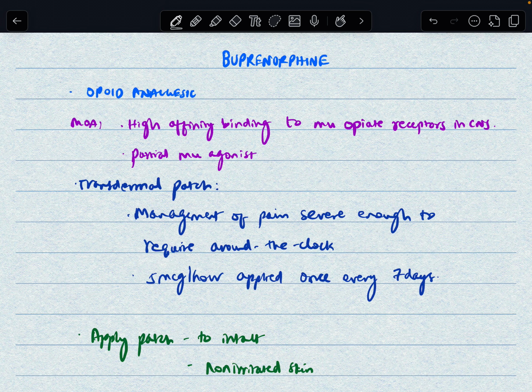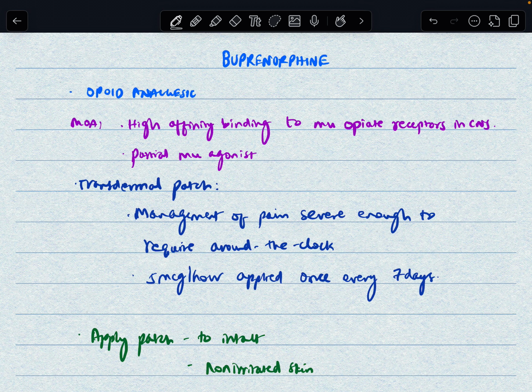It is used for management of pain which is severe enough to require round the clock analgesia, and the dosage that we use in arthroplasty patients is 5 mcg per hour applied once every 7 days. So this patch is kept on the patient for 7 days, and if required it might be replaced after 7 days.